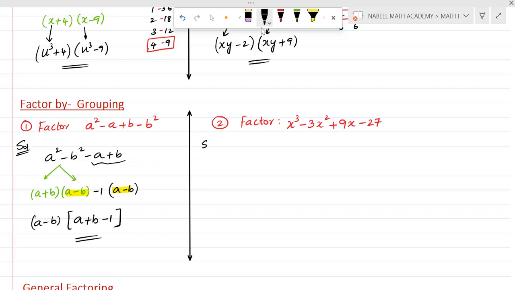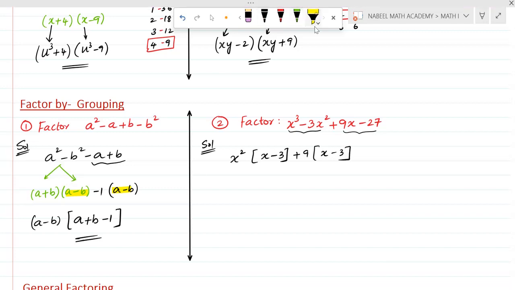And similarly, the next one we have, it is in the proper form, the proper order. So I will take these two terms and these two terms. What is the common in these two terms? You have x to the power 3, x to the power 2. When I take x squared outside, you will get x minus 3. And here, what is the common factor? Plus 9. When I take plus 9, you will get x minus 3.